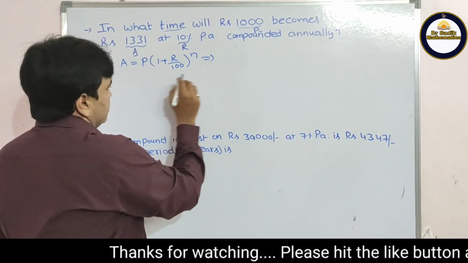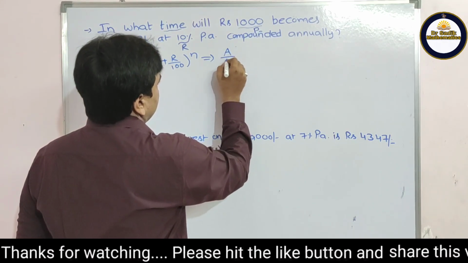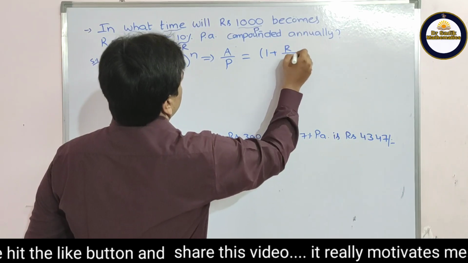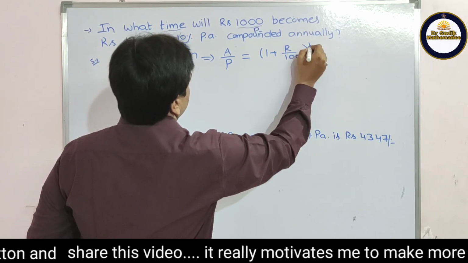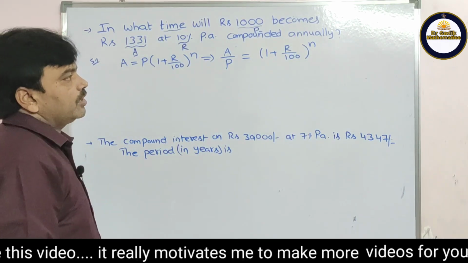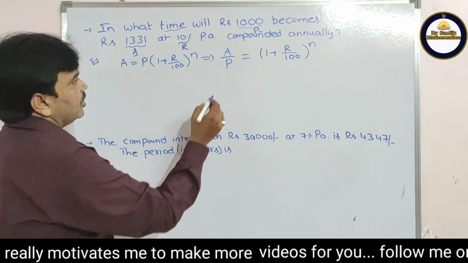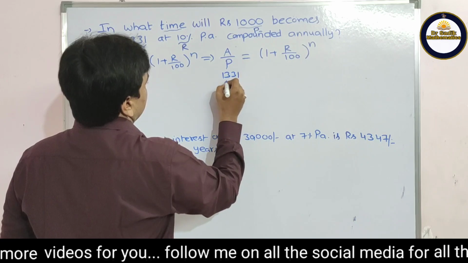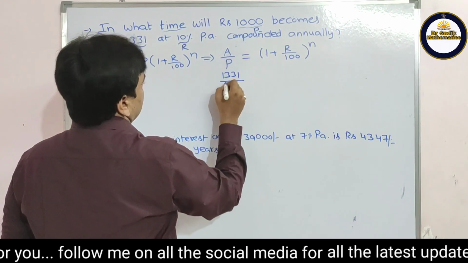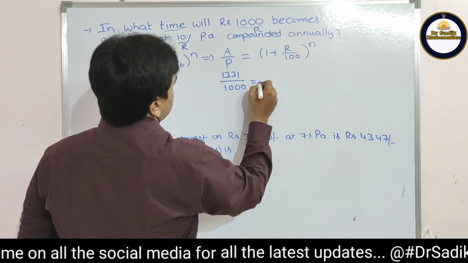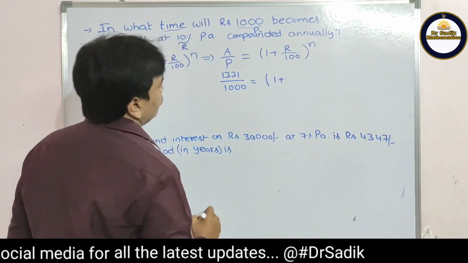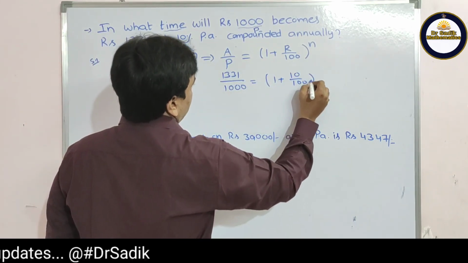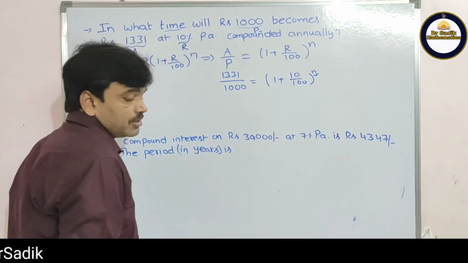Just divide with P, friends. Then we get A by P equal to (1 plus R by 100) whole power n. Now, he has given the A value. What is the A value? 1331 divided by P, 1000, that is equal to (1 plus R value, 10 by 100) whole power n. We are finding the n value, friends.